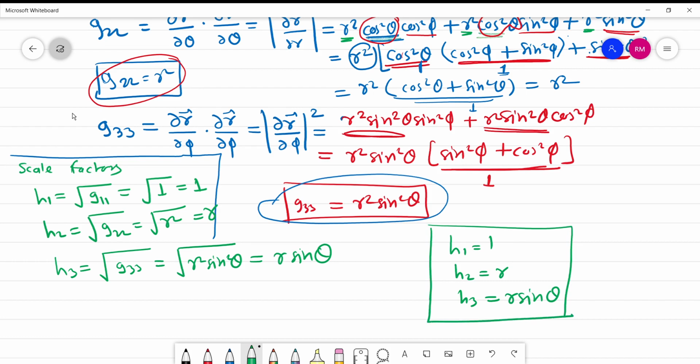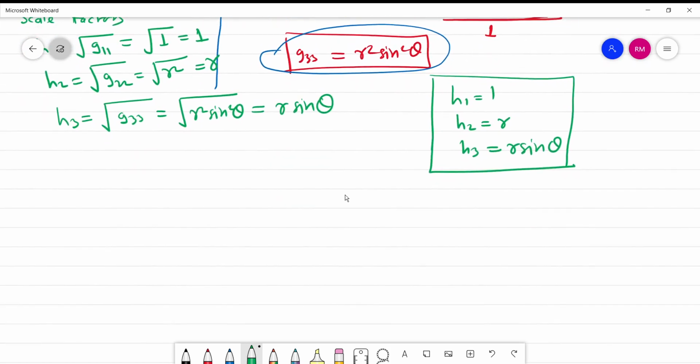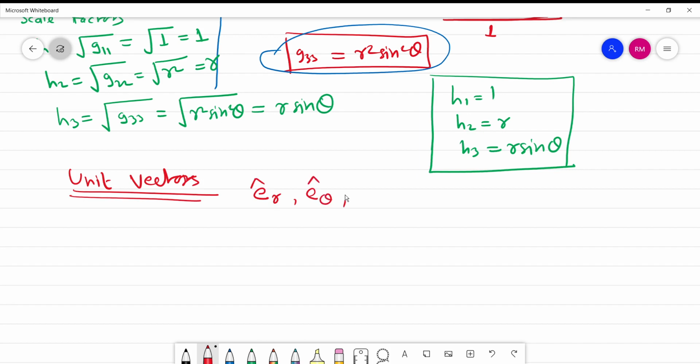Okay, now we have obtained two things which we were interested in. The third thing we want to obtain is the unit vectors. Unit vectors are e_r cap, e_theta cap, and e_phi cap. You know, if A bar is some vector, then I can write it as mod of A bar and some n cap. So n cap here is a unit vector.